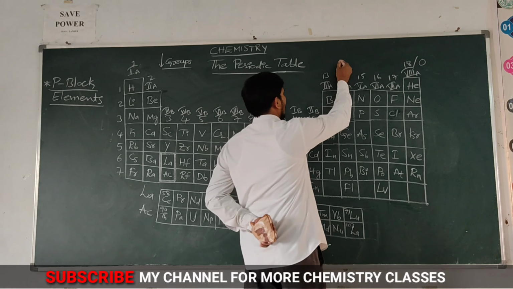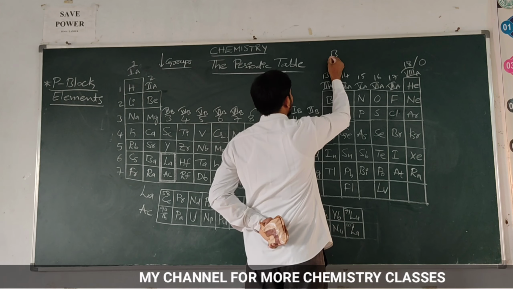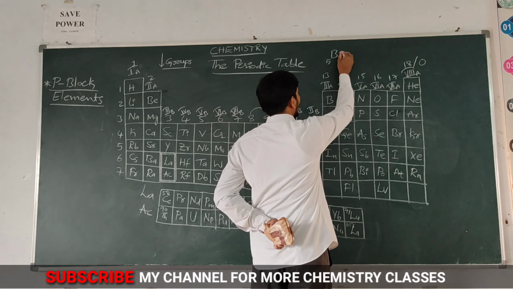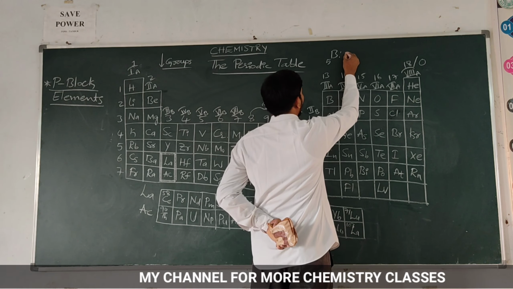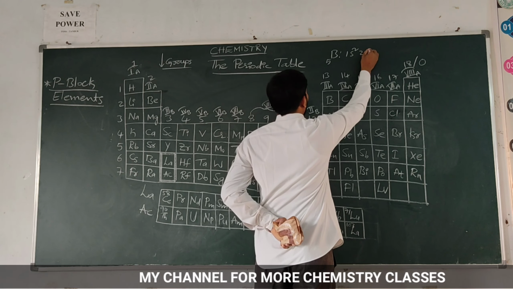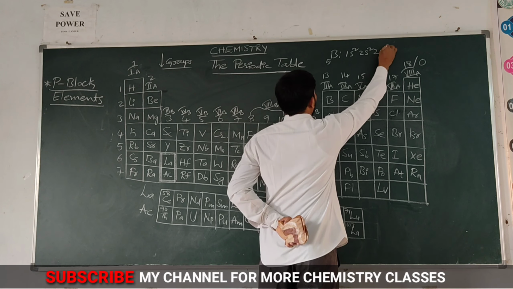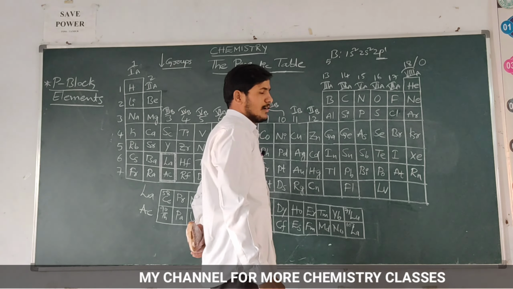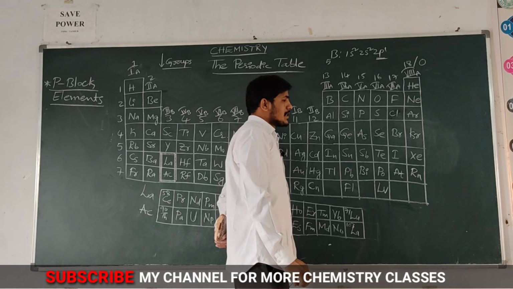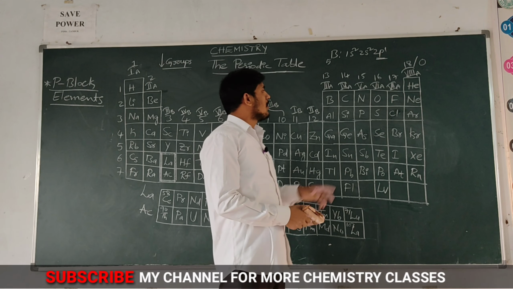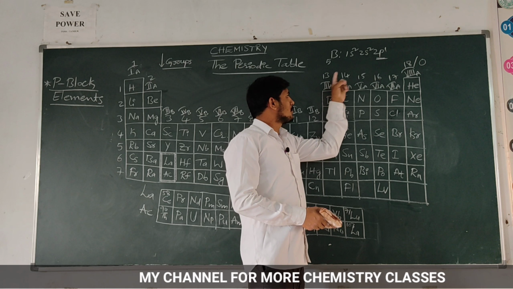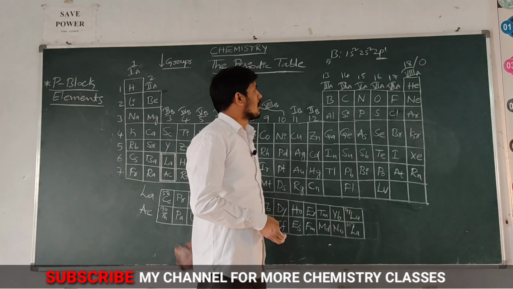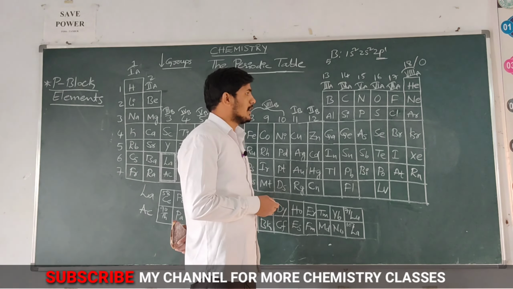For example, take boron. What is the atomic number of boron? 5. Boron's atomic number is 5. When we write the electronic configuration, 1s2, 2s2, 2p1. That means the last electron enters into the p orbital or p subshell. It is called a p block element. From the 13th to 18th groups, or third A to 8th A group elements, are considered p block elements.